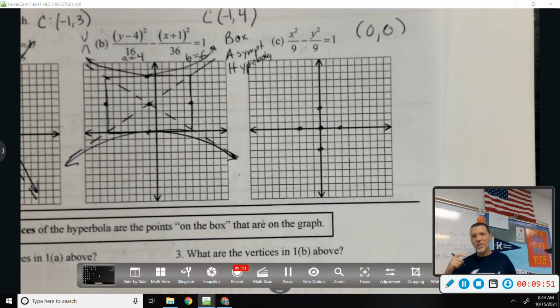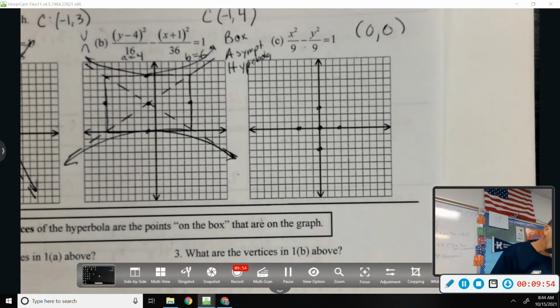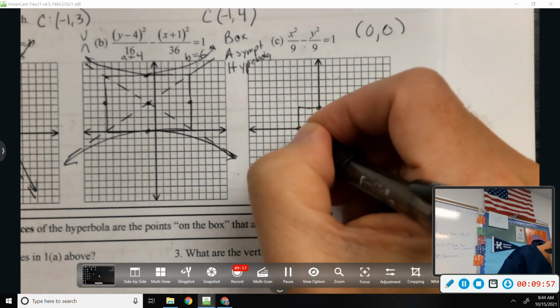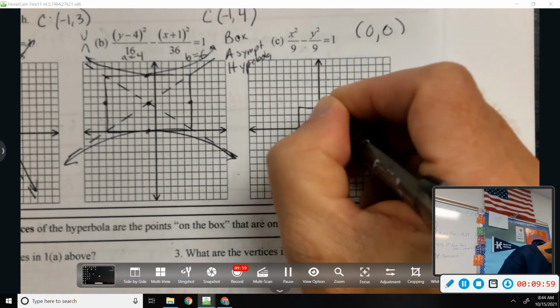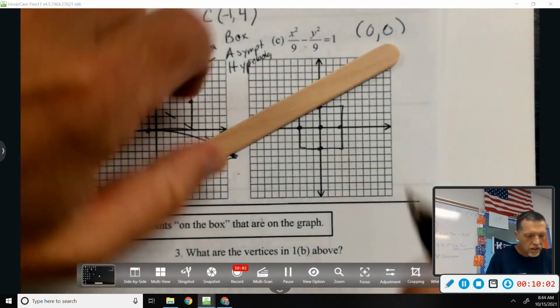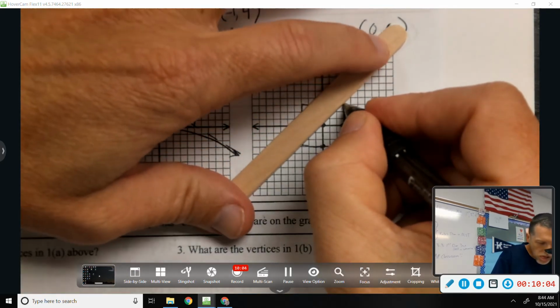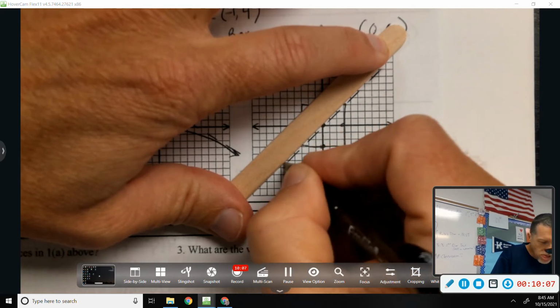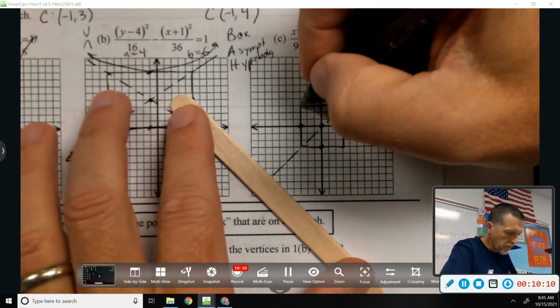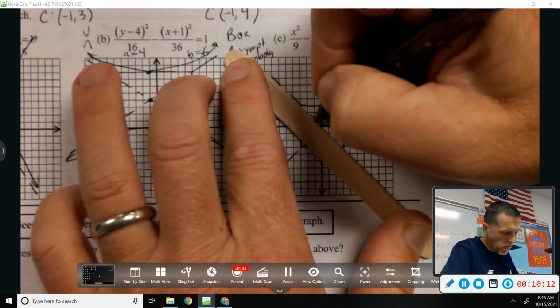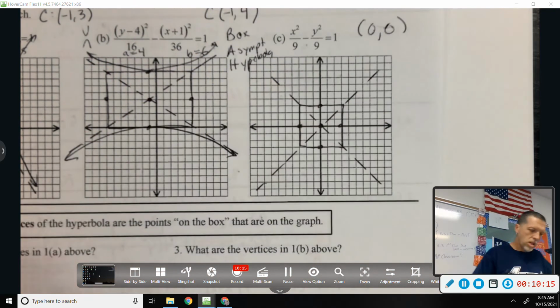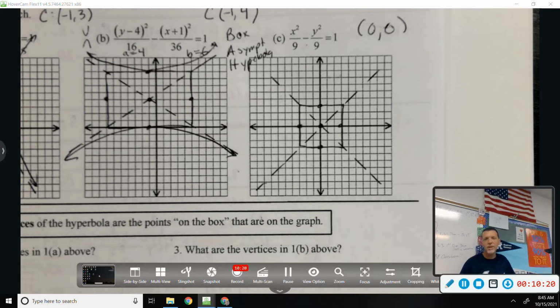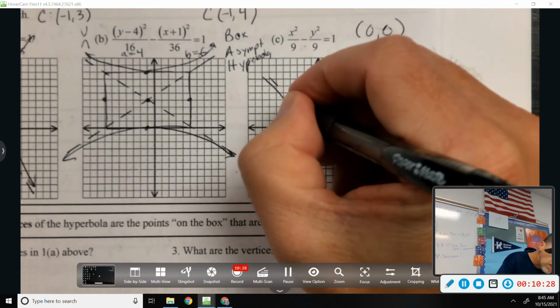Okay, it's not a circle though, right? Because you got to do the box, asymptotes, hyperbola. And then be careful on that last step. It's real easy to just sketch them in one way or the other. But think carefully, is this left and right or is this up and down? Left and right, because the x came first.